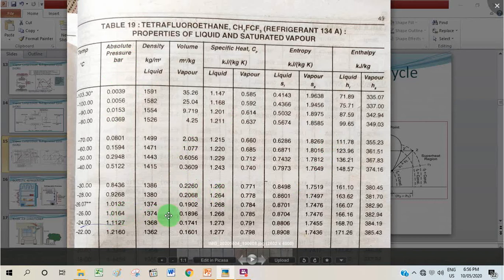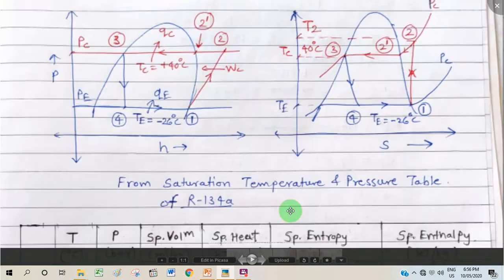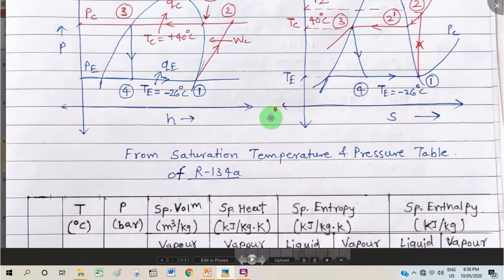As per the requirement, only the part of the data that is required can be taken from this. No need to copy everything, but for your clear understanding at this time, as you are a beginner, I am taking down everything. I'm taking the entire row. So minus 26 degrees Celsius, these properties I copied down, and I listed out like this.